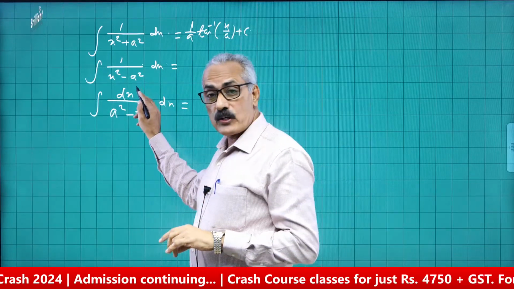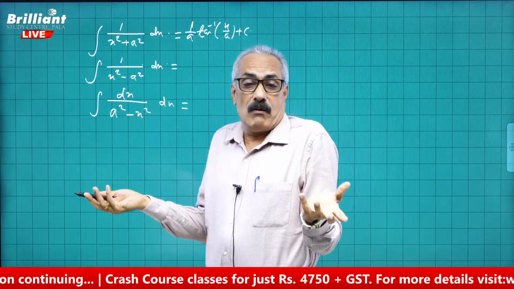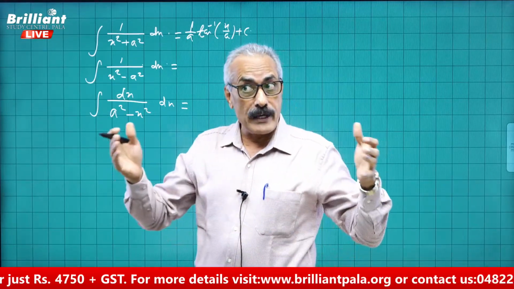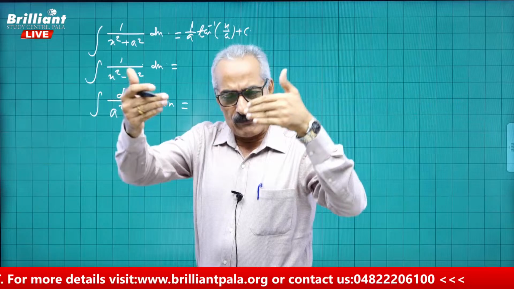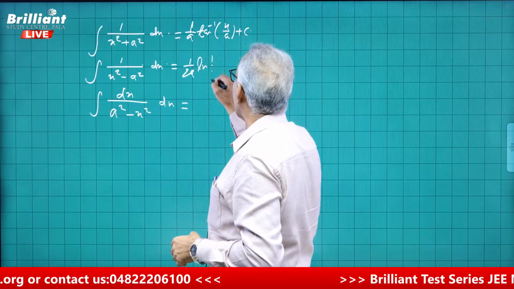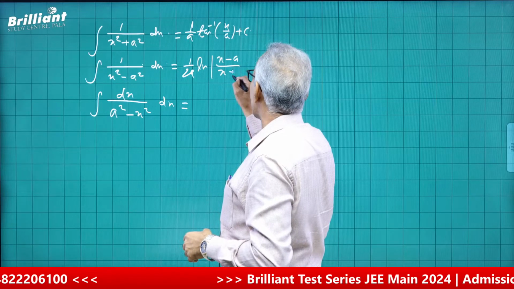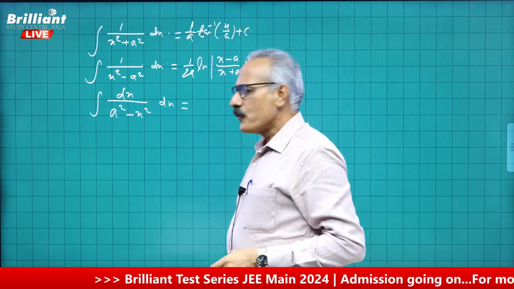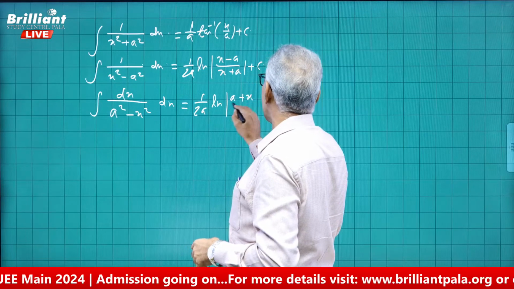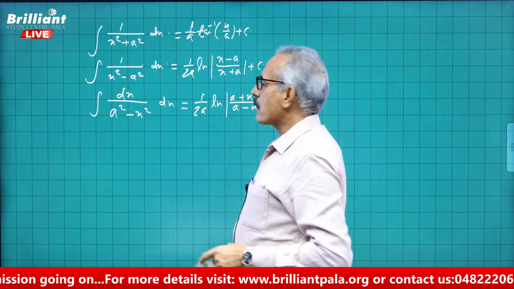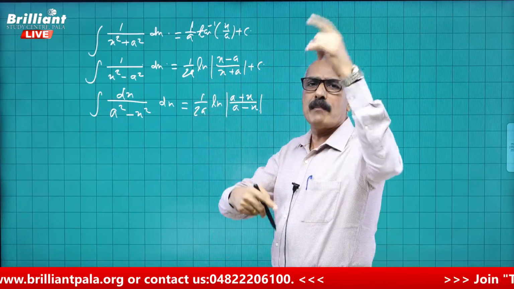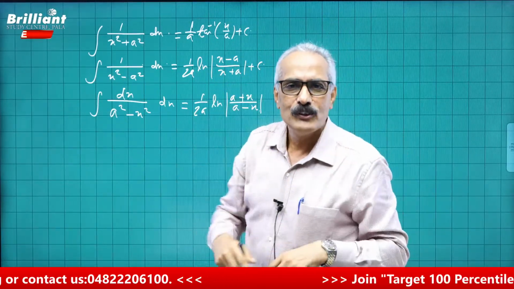If I put a square equal to 1, 1 by x square minus 1. Oh, I don't have any formula, but I can split it as x minus 1 into x plus 1. Oh, that can be partial fractions: 1 by first degree minus 1 by first degree. It is 1 by 2a logarithm of x minus a by x plus a plus c. Same thing here: 1 by 2a logarithm of a plus x divided by a minus x. Suppose you take this minus outside, it will become minus of log a by b, which is log b by a. You get the same answer.